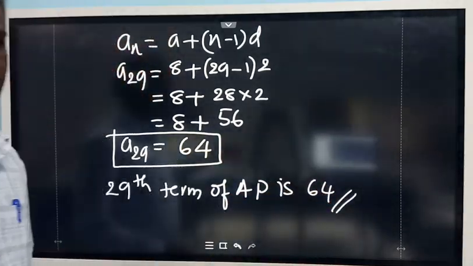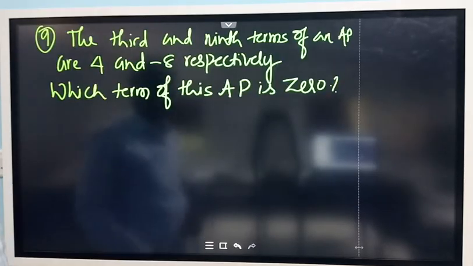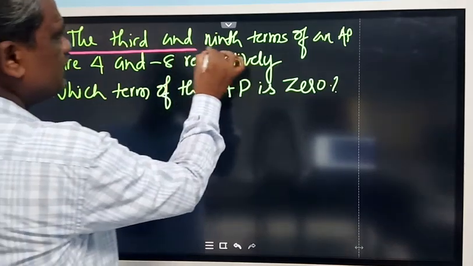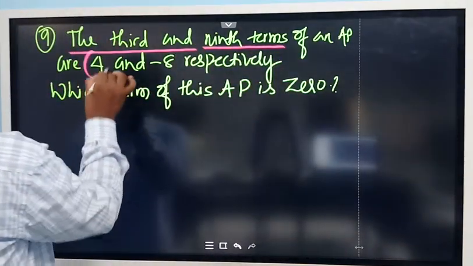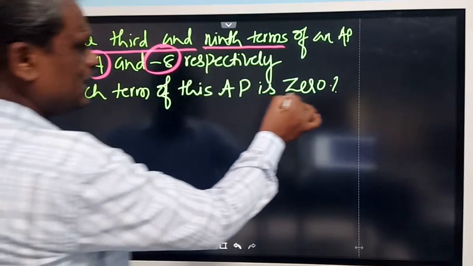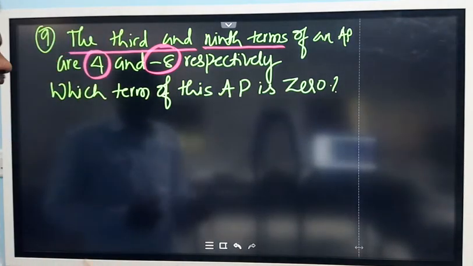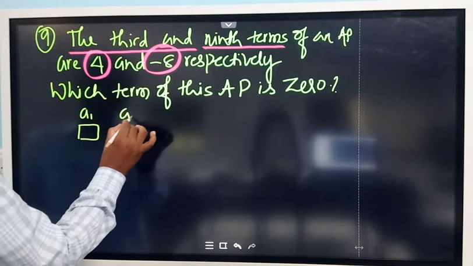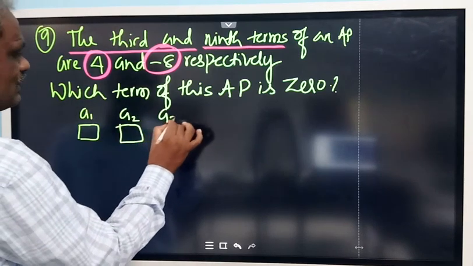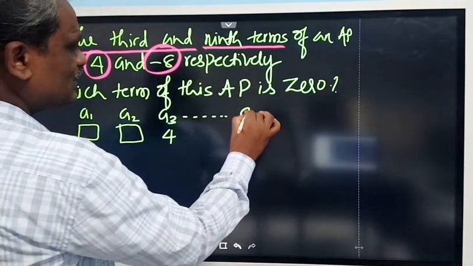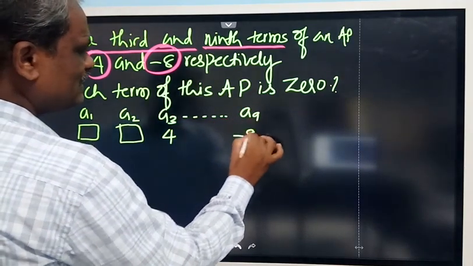We can write on this. Question 9. They have given the third and the ninth terms of the AP, that is 4 and minus 8. The third term is given and the ninth term is given. Then which term of this AP is 0? First term we do not know, second term we do not know, and they have given the third term, that is 4. Then the ninth term, A9, is given as minus 8.